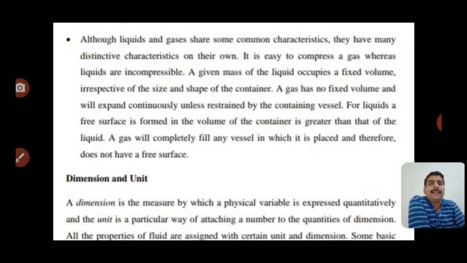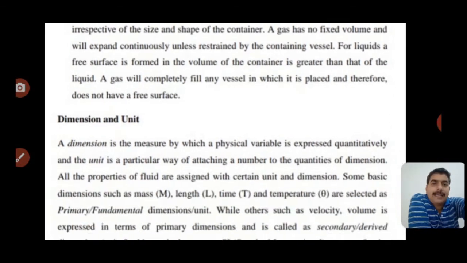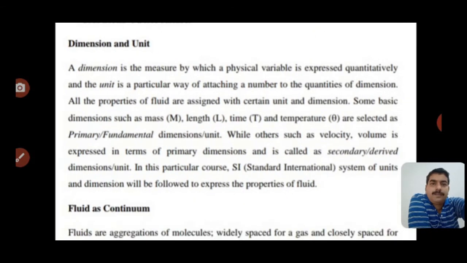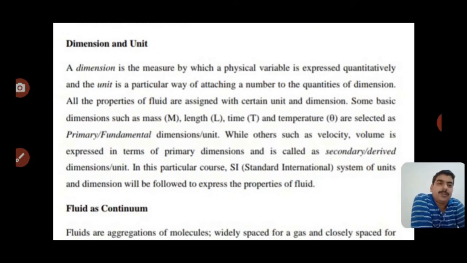Now, dimension and unit. A dimension is a measure by which a physical variable is expressed quantitatively. This is the quantitative quantity. That is the unit, like distance measured in meter, time measured in second, minute, hour, volume measured in cubic meter, liter, etc.